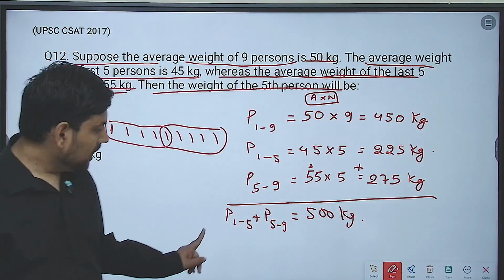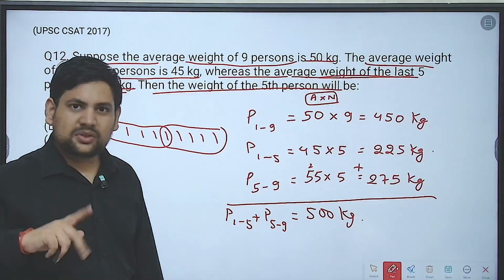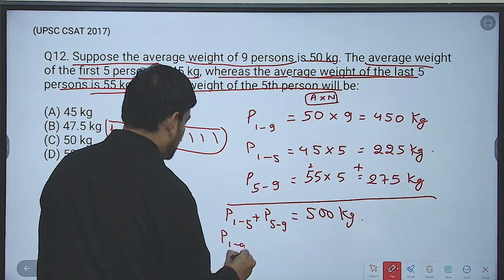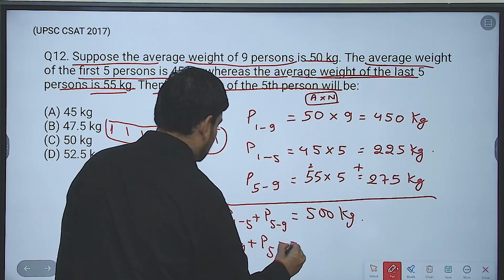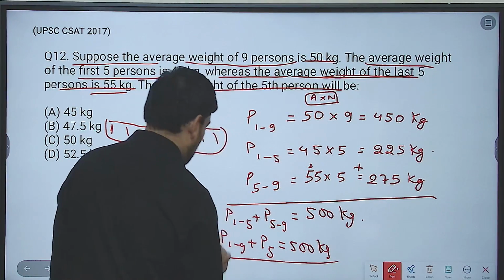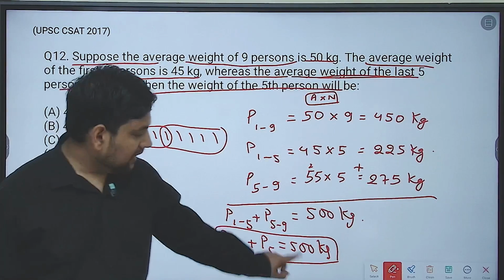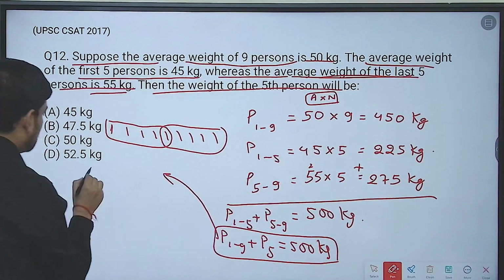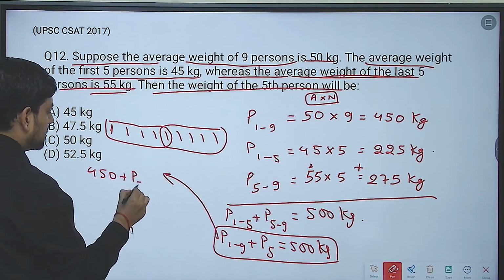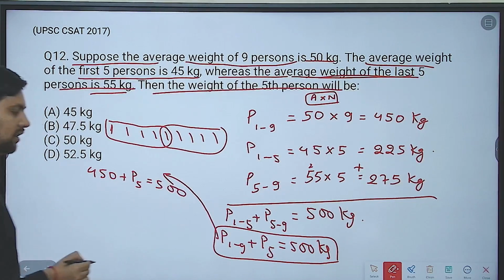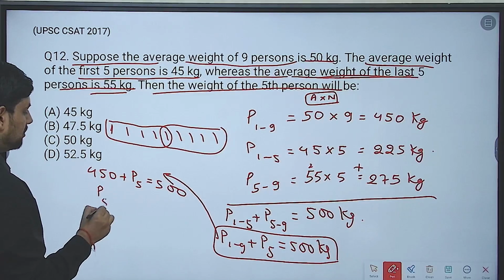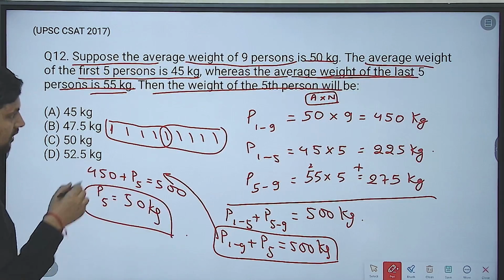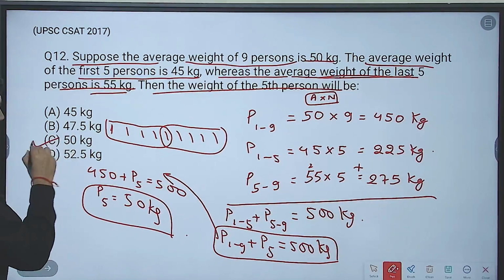Now observe P1 to 5 and P5 to 9. Can you see 5 is counted twice, as I've shown you in the diagram also? So this is actually P1 to 9 plus P5 is equal to 500 kg. Now P1 to 9 is what we have calculated. This is 450. 450 plus P5 is equal to 500. Simple. Now P5 value came out to be what? 500 minus 450, that is 50 kg. So it is asked the weight of the fifth person will be what? It will be 50 kg.